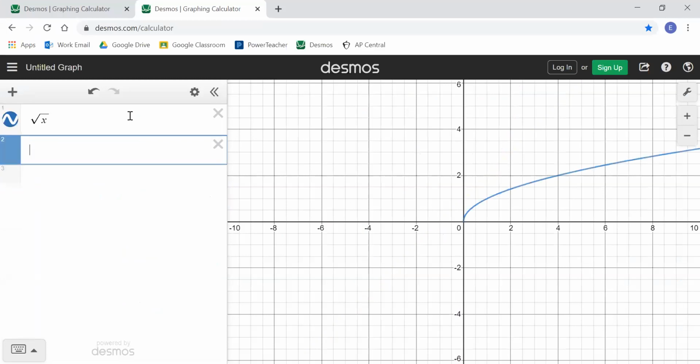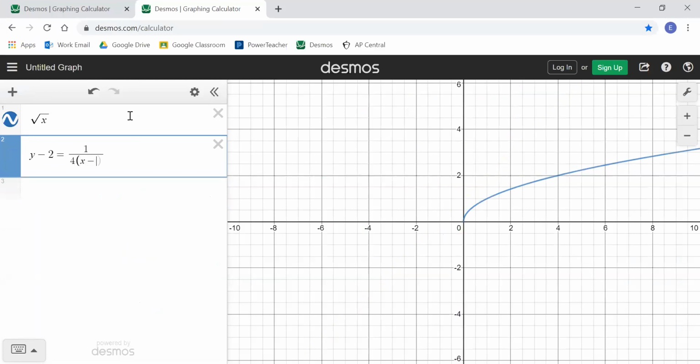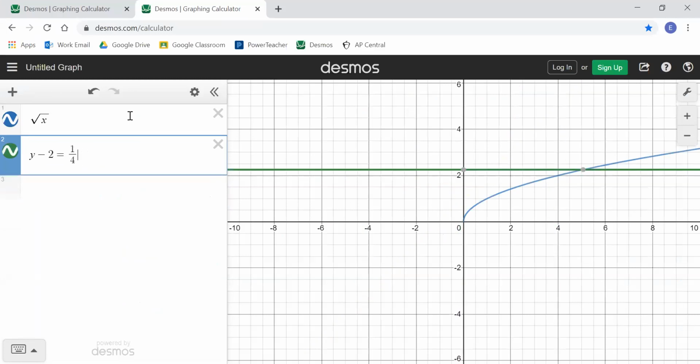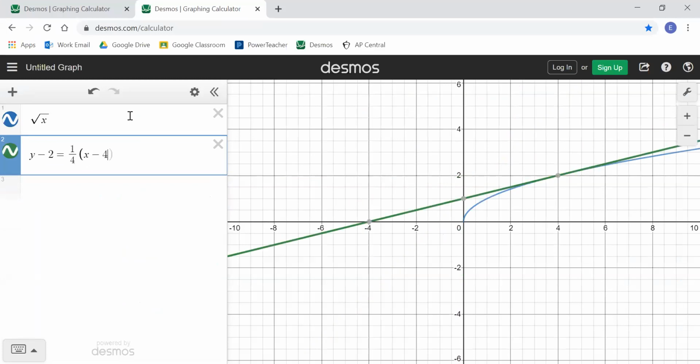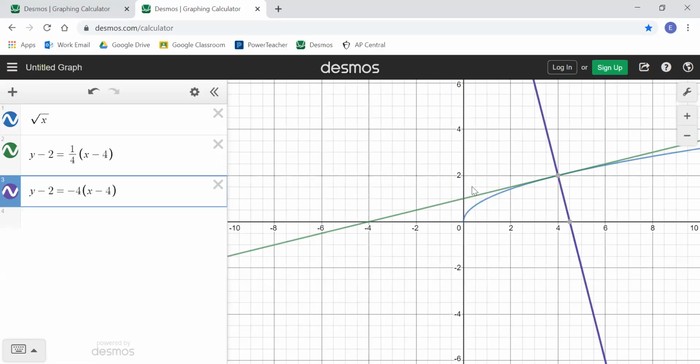So root x and y minus 2 equals 1/4 of x minus 4. There's our tangent line. Everybody should be able to see, hopefully, that's the tangent line at x equals 4. And right below, we'll do the normal line. There's your normal line perpendicular to it there.